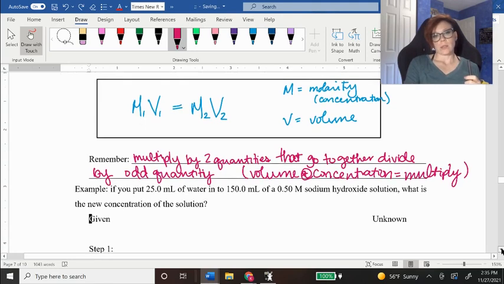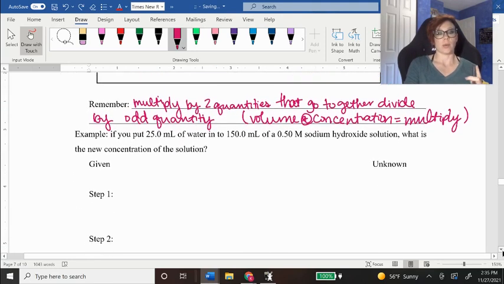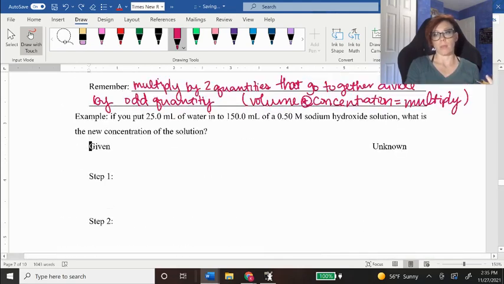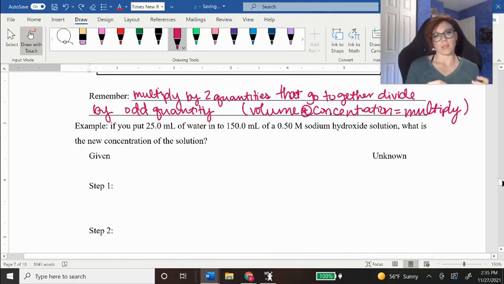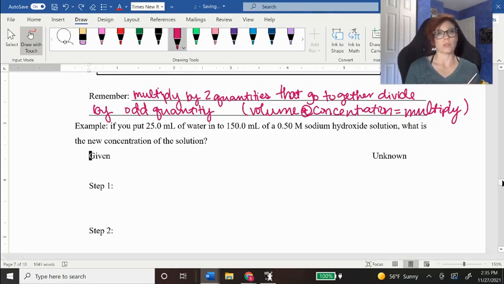So if you put 25 milliliters of water into 150 milliliters of a 0.5 molar sodium hydroxide solution, what is the new concentration of the solution? So again, remember, moles are not changing in this. We're not changing the number of moles at all. We have the number of moles of sodium hydroxide in the solution. We're not changing that.